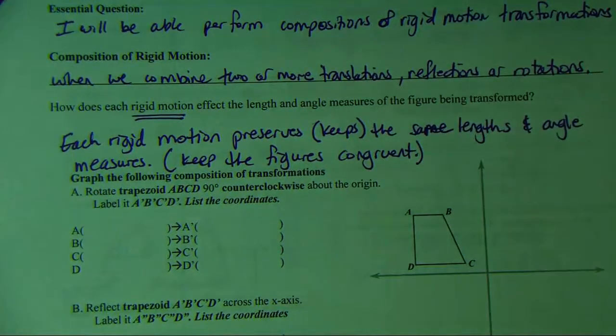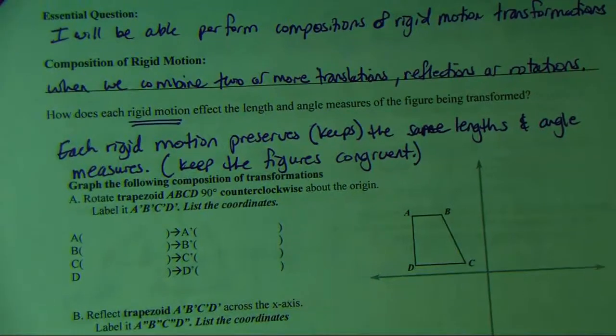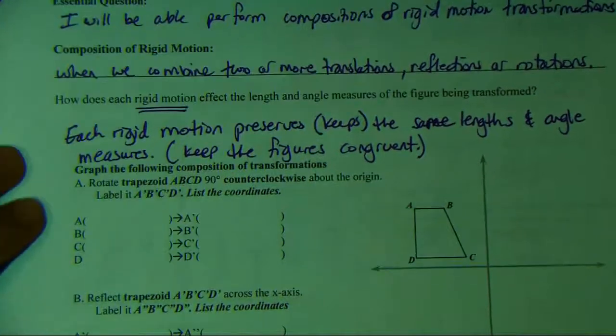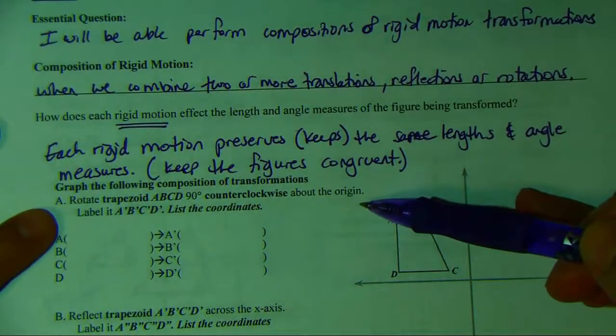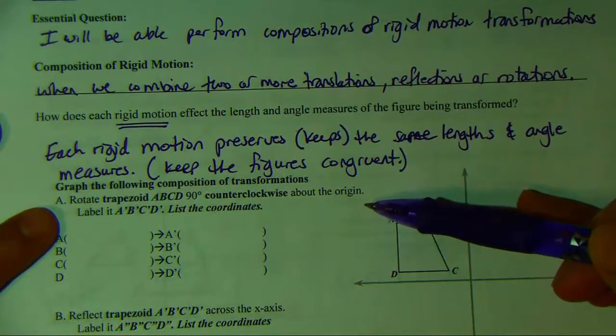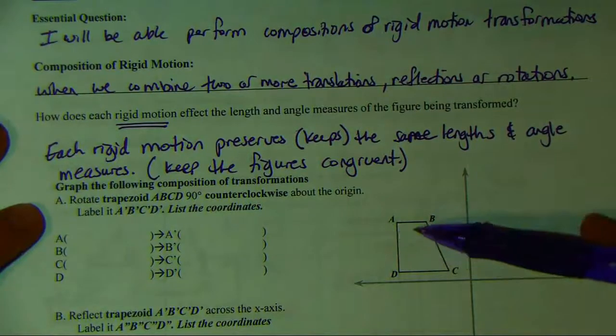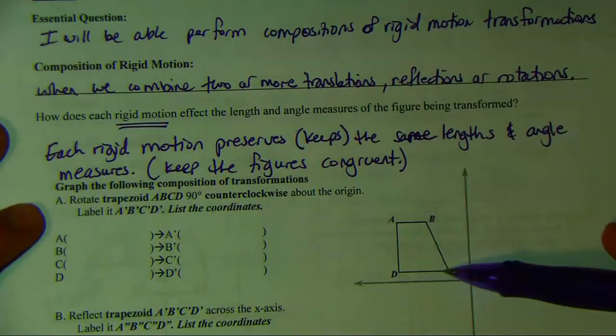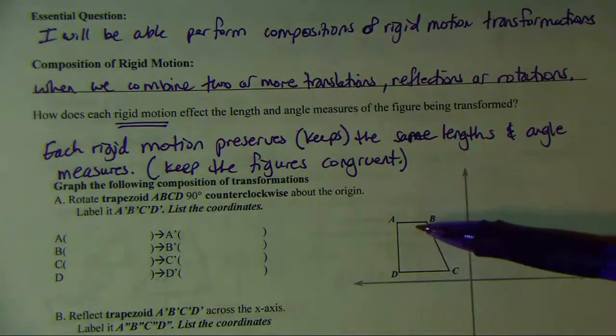All right, so, okay. So when we do compositions, we do one transformation at a time. Okay, we don't try to do it separately. We do one transformation at a time, okay? So we want to pay attention to exactly what the transformations are. So we have a trapezoid here. It says rotate trapezoid ABCD 90 degrees counterclockwise about the origin. So the first thing we want to do is list the coordinates of A, B, C, and D, okay? Because that's our starting off point.